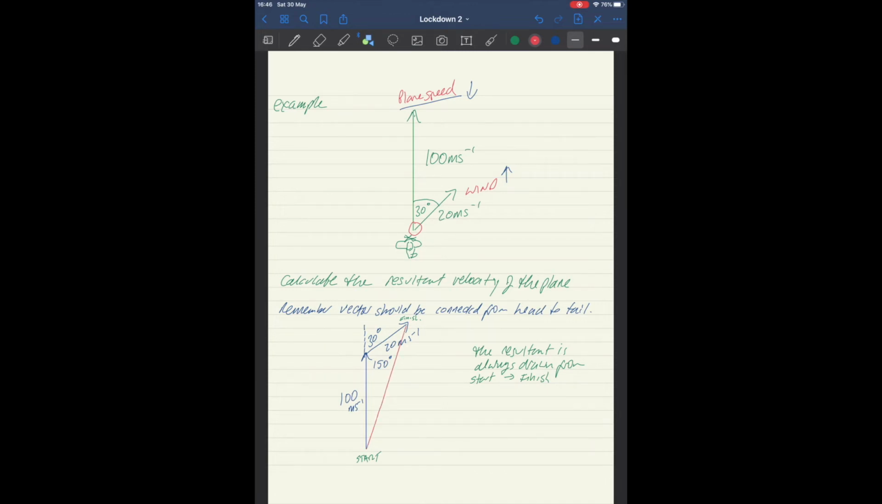Now the way I would normally show that, that's a resultant vector, not one of my original vectors. I have a velocity of 100 metres per second north and a velocity of 20 metres per second at a bearing of 030. So the red line there is my resultant vector.